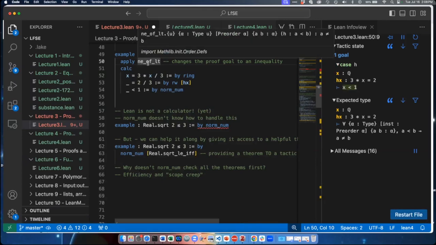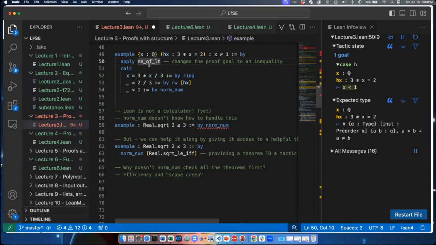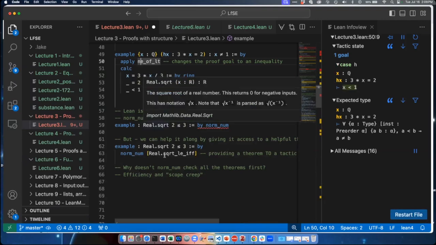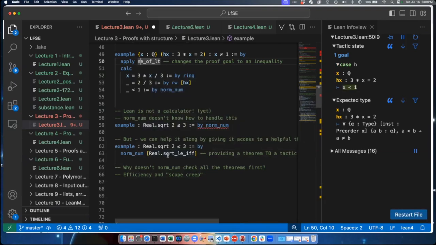What's the name of this theorem? It's not equal of less than. NE of LT. Okay, that's kind of what it means. It's following a naming convention that is very commonly used in Mathlib, and the more theorems that you end up looking at, the more used to this notation you'll get. Here is another theorem. It is Real.sqrt_le_iff: real dot square root less than or equal to, if and only if. So it's a naming convention that's pointing at the less than or equal in the if and only if. That's the name. But how do I know that it's named this? Maybe you don't.